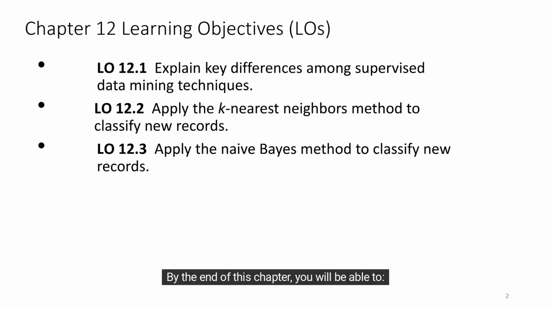By the end of this chapter, you will be able to explain key differences among supervised data mining techniques, apply the k-nearest neighbors method to classify new records, apply the naive Bayes method to classify new records.